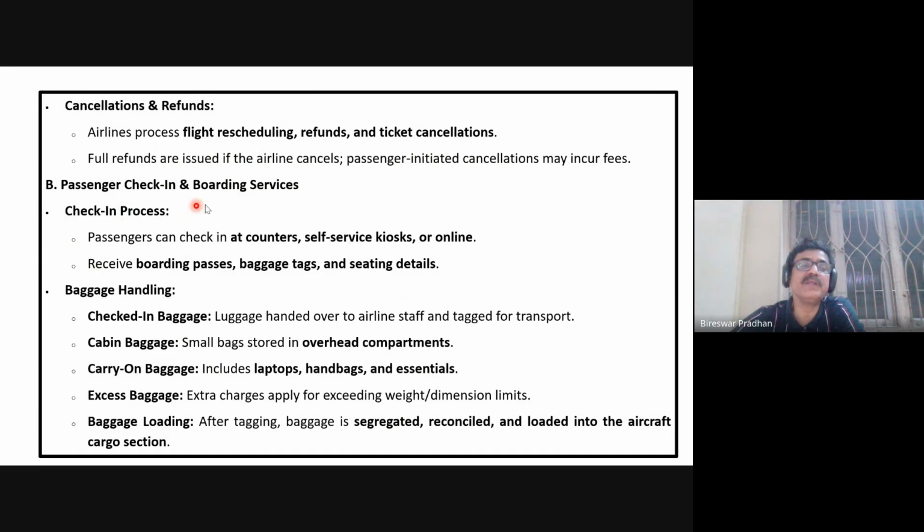Passenger check-in and boarding services, check-in process. Passengers can check in at any counter, self-service kiosk or online, and receive the boarding pass, baggage tag and seating details. Baggage handling, check-in baggage: luggage is handed over to the airline staff and tagged for transportation, and cabin baggage and small bags are stored in the overhead compartment.